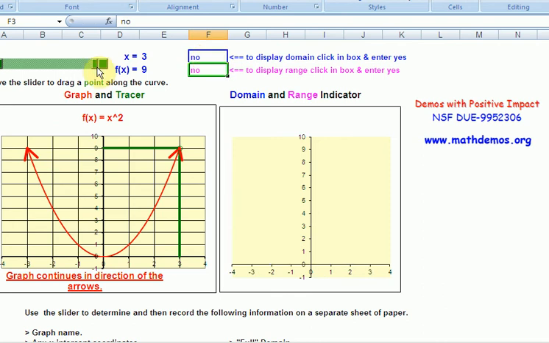Watch what happens here now. The bottom one talks about the range, and once again, I will drag this, and watch what happens. It tries to trace out the range. Oh no, I have to change to yes first, don't I? Sorry. Yes. Now try. Okay.